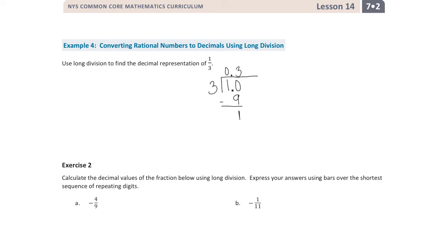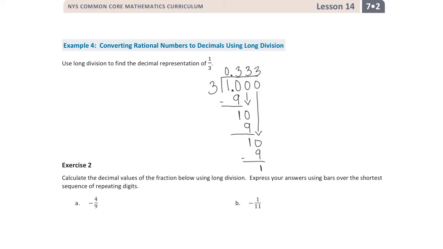Now we're going to add another 0, and we're going to bring it down to make our value 10. So 3 goes into 10 3 times. 3 times 3 is 9. And 10 minus 9 gives us 1. We're going to add another 0. Bring down our 0 to make our value 10. How many times does 3 go into 10? 3 times. 3 times 3 is 9. We're going to subtract 9 from 10. 10 minus 9 gives us 1.